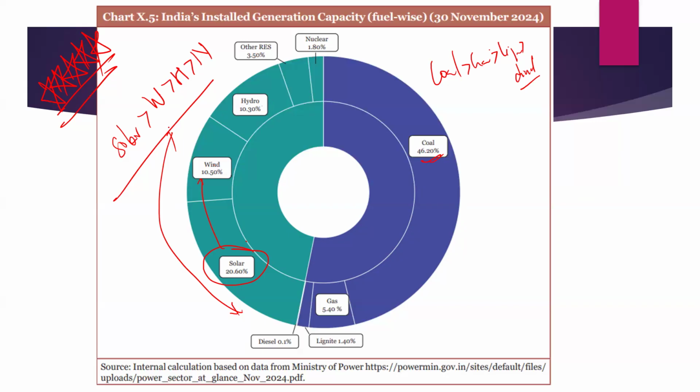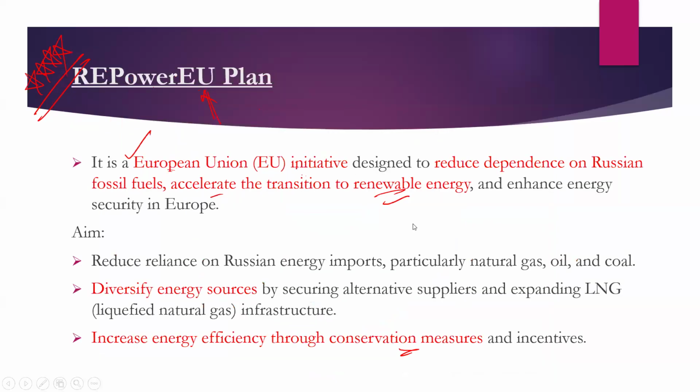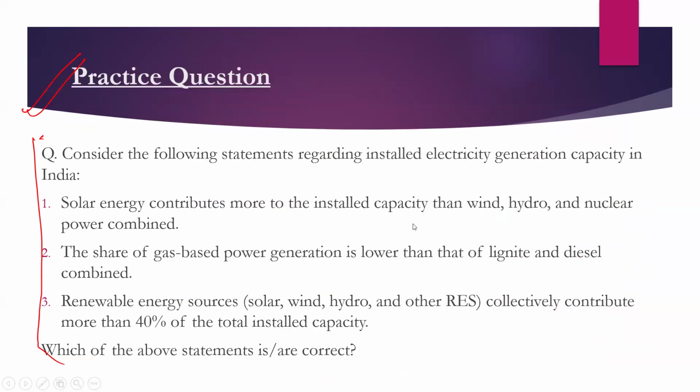When we talk about renewable, how much percentage are we talking about? When we talk about thermal, how much percentage? Yeah, 47 and 53. So focus on that aspect also. Now I hope you can answer this question: solar energy contributes more to the installed capacity than wind, hydro, and nuclear power combined.